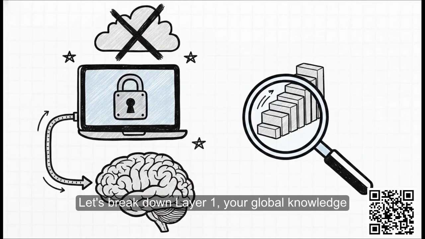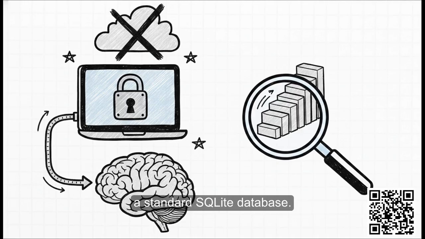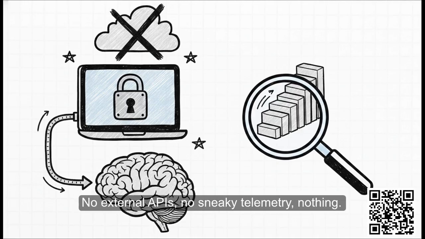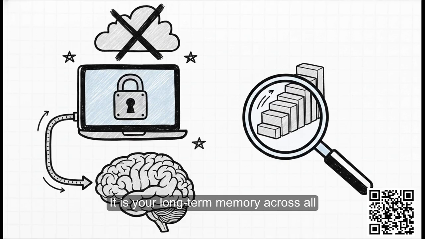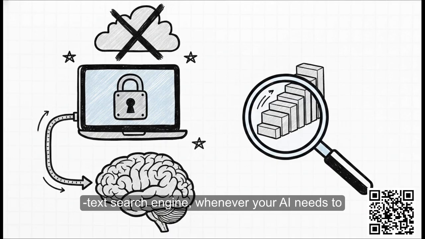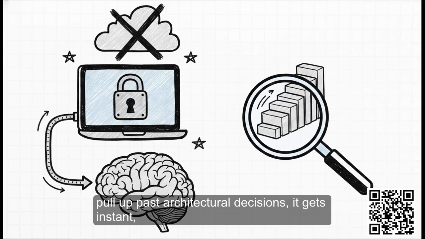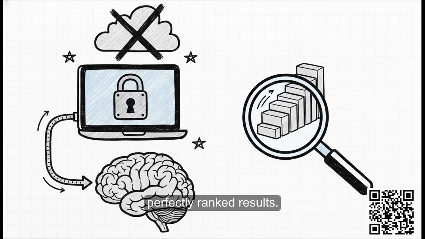Let's break down layer 1, your global knowledge base. This lives securely on your local machine in a standard SQLite database. No external APIs, no sneaky telemetry, nothing. It is your long-term memory across all your projects. And because it's powered by an FTS5 full-text search engine, whenever your AI needs to pull up past architectural decisions, it gets instant, perfectly ranked results.